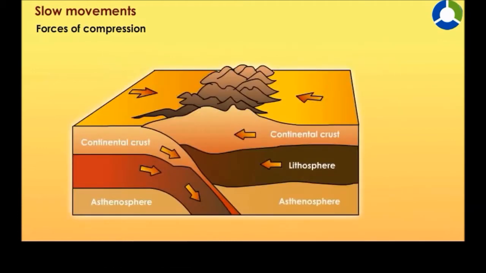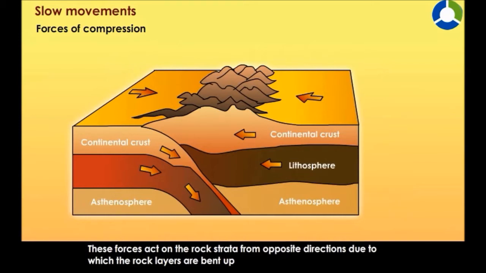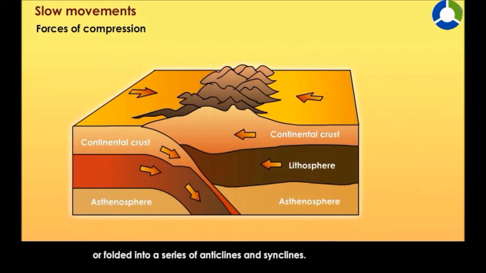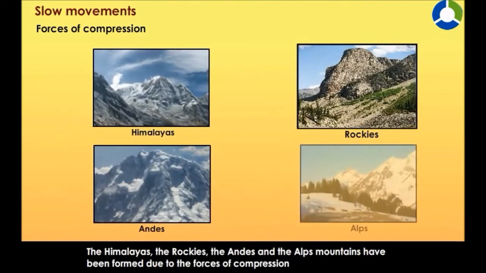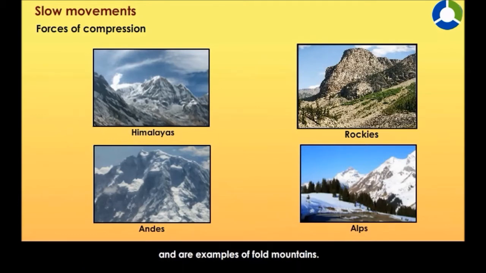Forces of compression. These forces act on the rock strata from opposite directions, due to which the rock layers are bent up or folded into a series of anticlines and synclines. These forces are responsible for the formation of fold mountains. The Himalayas, the Rockies, the Andes and the Alps mountains have been formed due to the forces of compression and are examples of fold mountains.